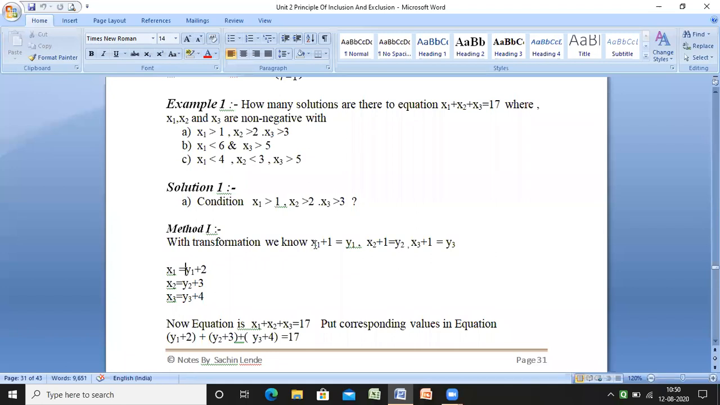x1 plus 1 equal to y1, x2 plus 1 equal to y2, x3 plus 1 equal to y3. In this case, the simplest thing we do is add 1 to the existing value, so we increase that value by 1. That means y1 plus 2 we mention. Then we mention y2 plus 3 because they have mentioned x2 is greater than 2. Then they mention x3 is greater than 3. So we just add one over there: y3 plus 4, y2 plus 3 and y1 plus 2 respectively for x1, x2 and x3.